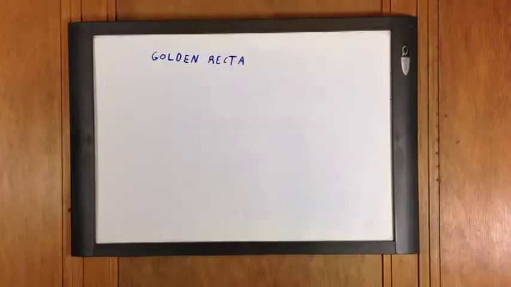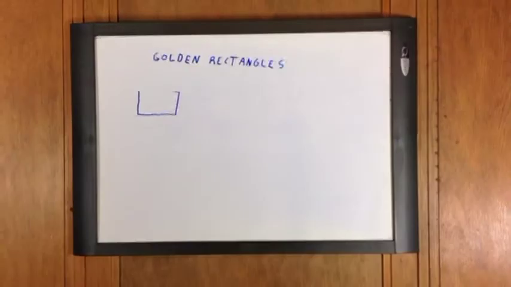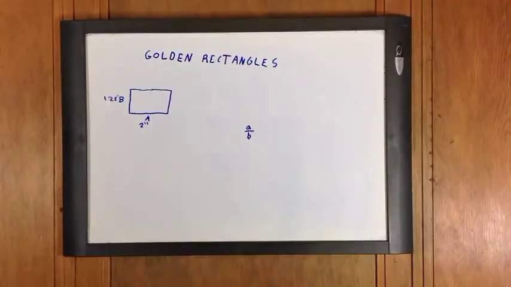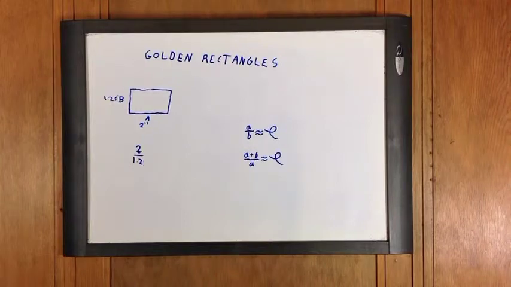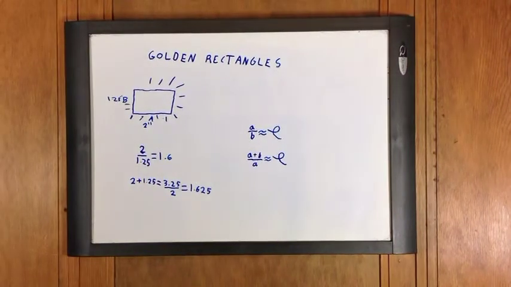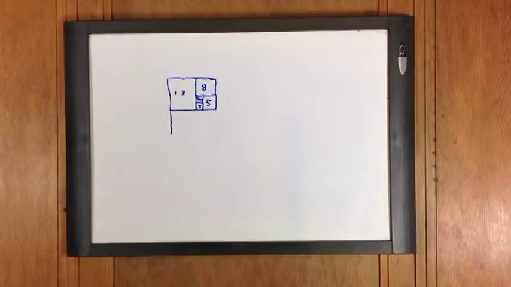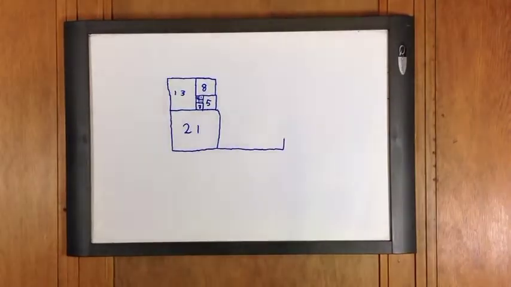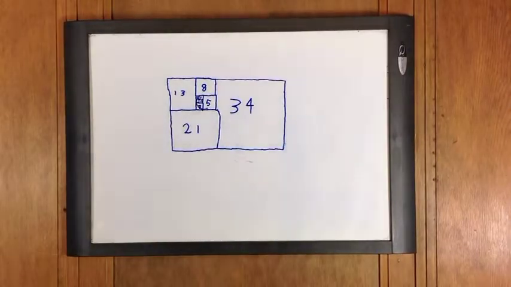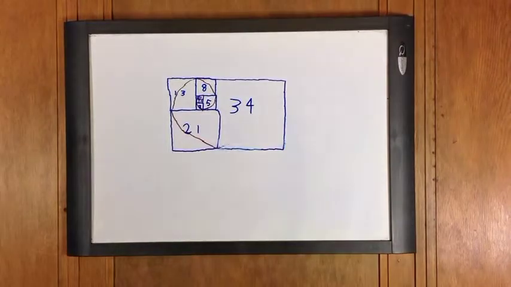But back to rectangles. Here is a new approximately golden rectangle. Side A measures 2 inches and side B measures 1.25 inches. In golden rectangles, A over B approximately equals phi, and A plus B over A approximately equals phi. These aren't golden rectangles, but it is a pattern commonly found in natural spirals like seashells. It's also seen in architecture, flowers, and even the human face.